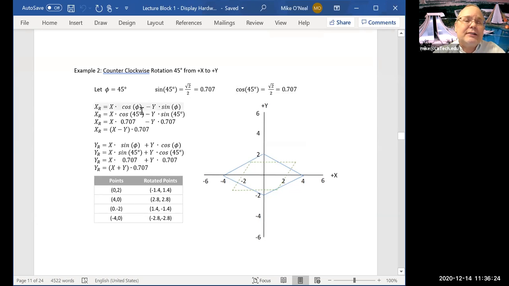Looking at the equations, cosine of 45 degrees and sine of 45 degrees are both 0.707. So x rotated is x times 0.707 minus y times 0.707, or you could simply say x minus y, times 0.707. And y rotated is the same sort of thing, only instead of a minus you've got a plus, so it's x plus y times 0.707.